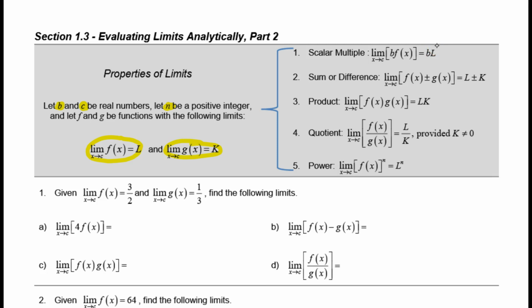I think you'll see that with all five of these properties, they pretty much work like you would expect them to. For the next one, sum or difference, I have a statement I'm going to write in the margin that I think will help illustrate this. We have the limit of f plus g as x approaches c is equal to the limit of f plus the limit of g. So I have a way that I'm going to say this to try and help you remember it.